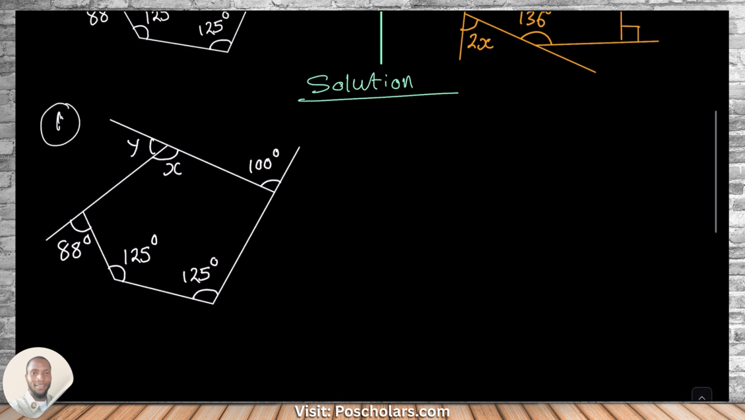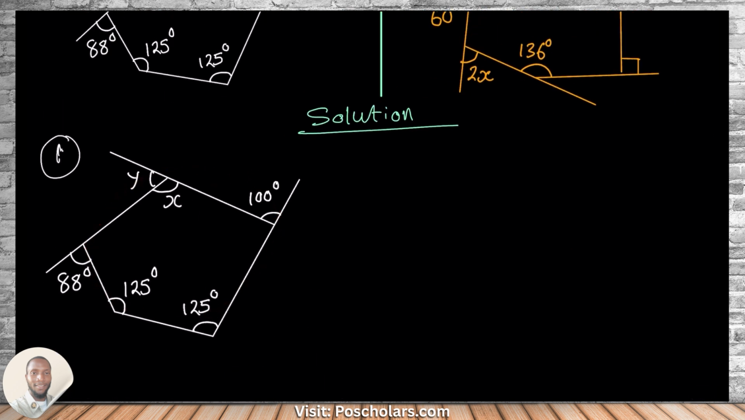So let's solve the first question. This is the diagram of the first question. We're asked to find the value of X and Y. Now, looking at this diagram, what comes to your mind is the concept of polygon, and we know that we have different types of polygon. This polygon has how many sides? Let's count: 1, 2, 3, 4, and 5. This polygon has 5 sides, therefore it's a pentagon, right?